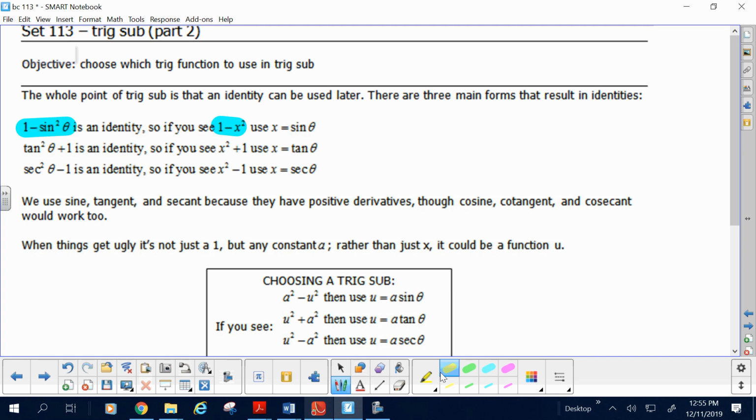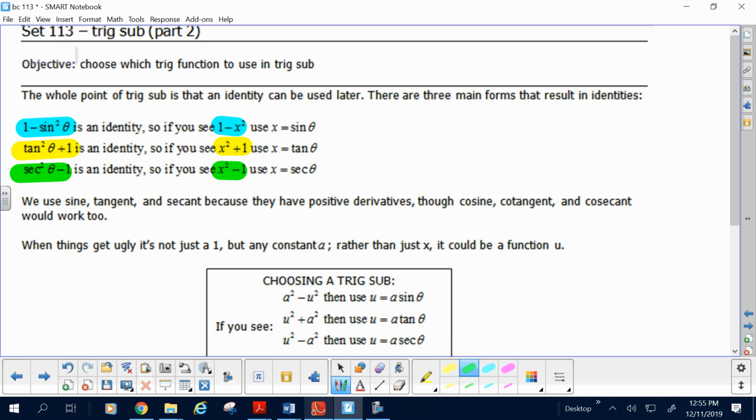If, however, let's say this, tangent squared plus 1 is an identity, now that would be used anytime you had a squared sum going on in the problem. So if I saw x squared plus 1, I would let x equal tangent. Secant squared is an entirely different identity, and it involves a squared function minus 1. So if I saw x squared minus 1, I'd probably use a secant substitution.